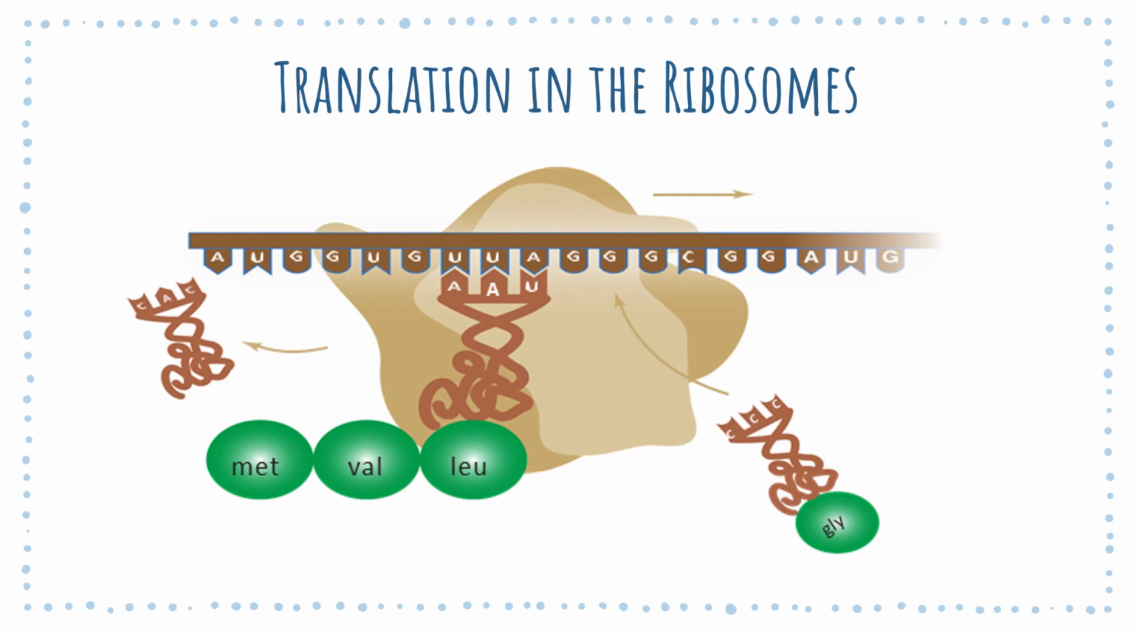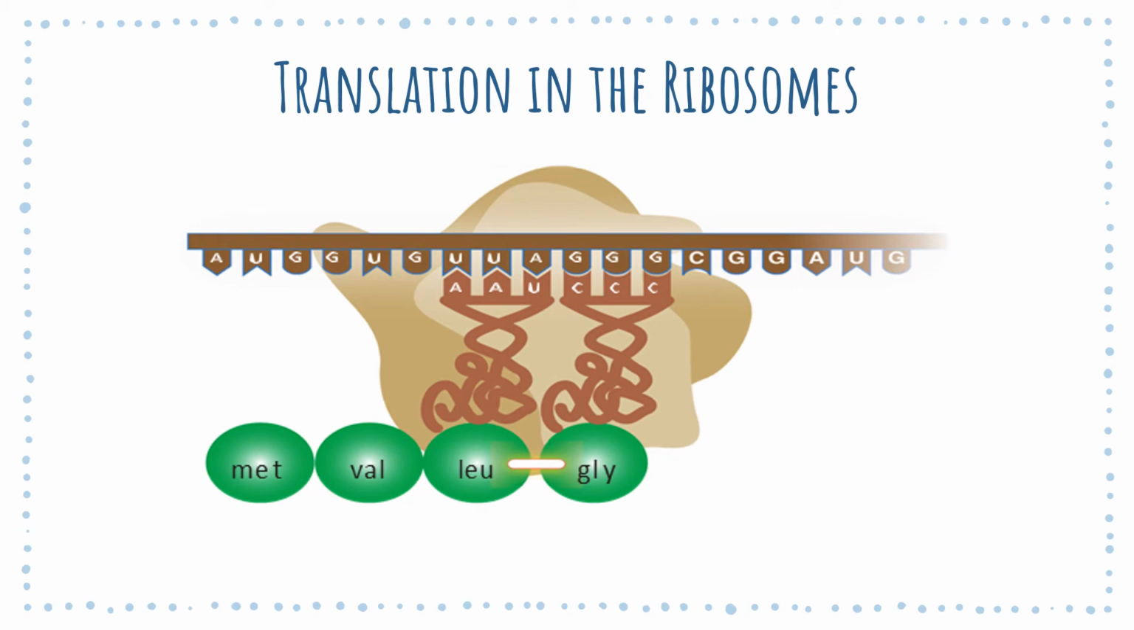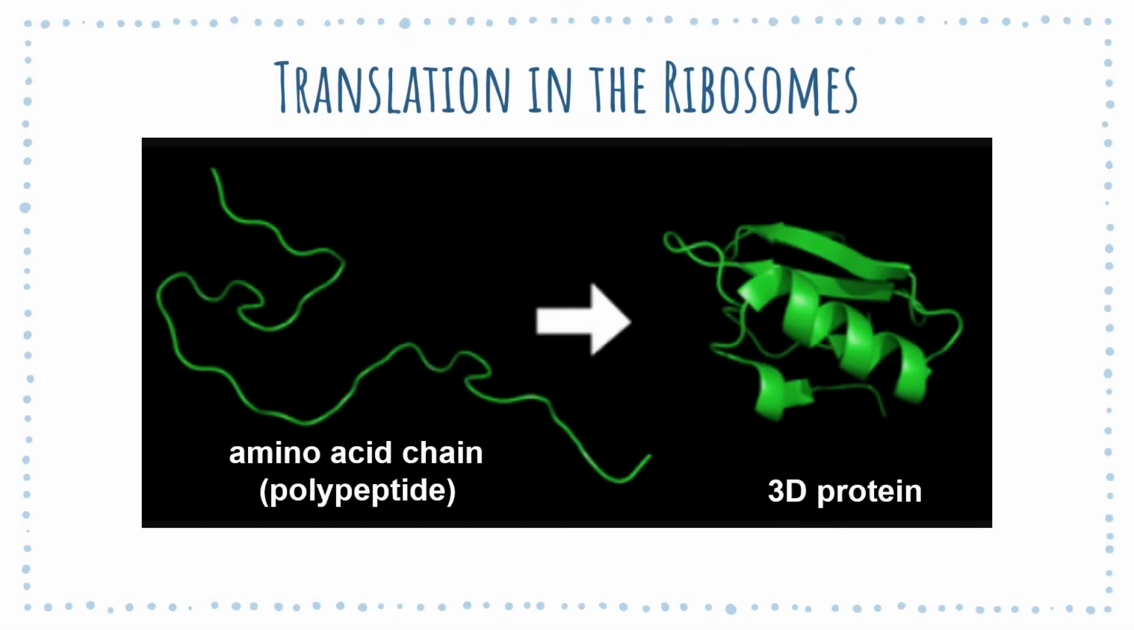This process continues until the ribosome encounters a stop codon. If it does encounter a stop codon, the chained amino acids are released out of the ribosome. The amino acid chain, now called a polypeptide chain, is folded to take on a 3D shape. This is now a functional protein that the cell can use.